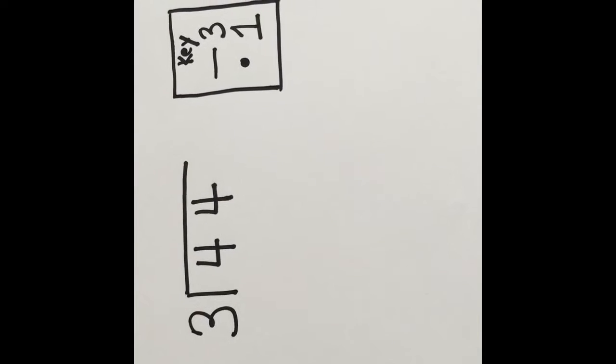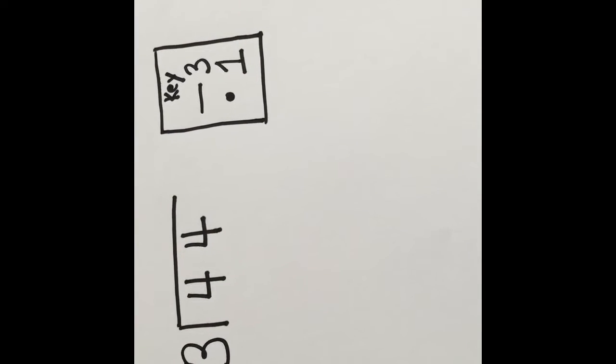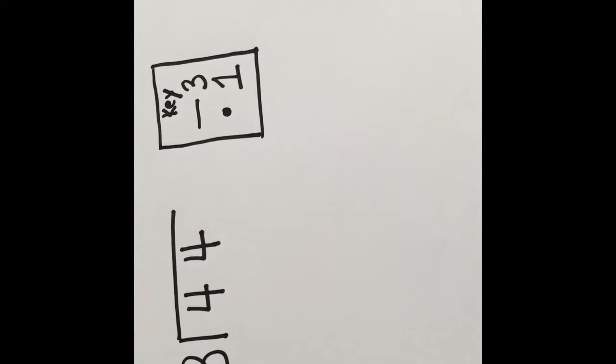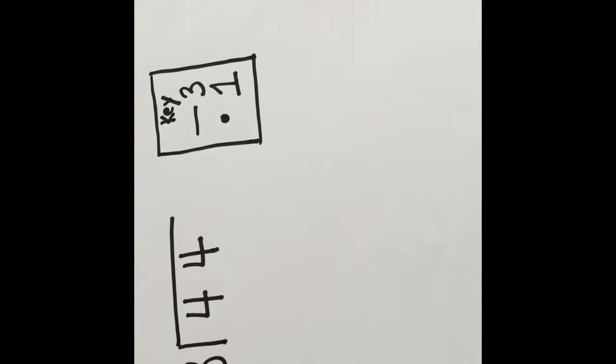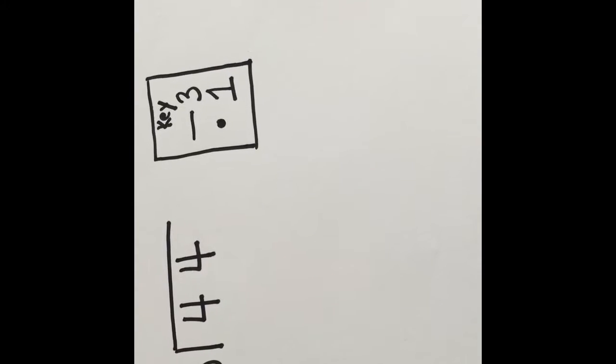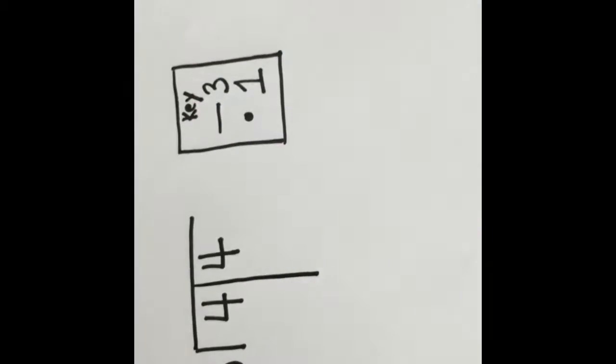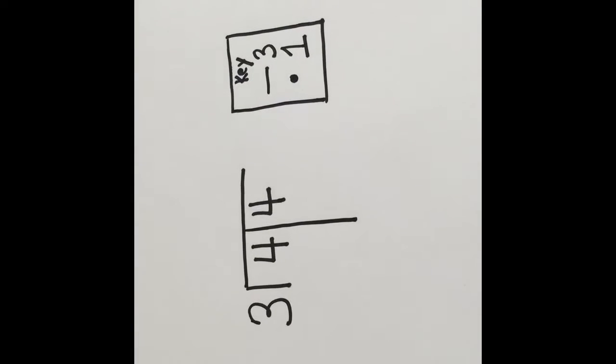Another helpful hint is to separate the digits in the dividend with a solid line. The solid line allows the learner to easily identify if any stones need to be regrouped after skip counting. Here's my solid line. Now let's solve this equation.